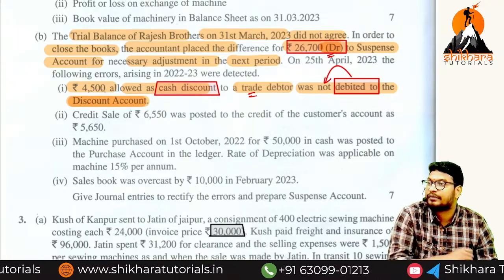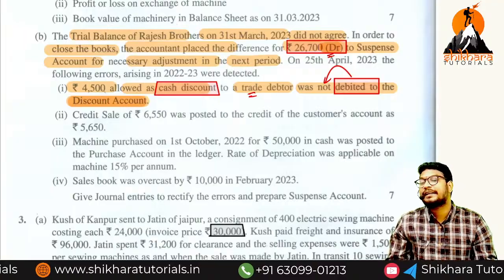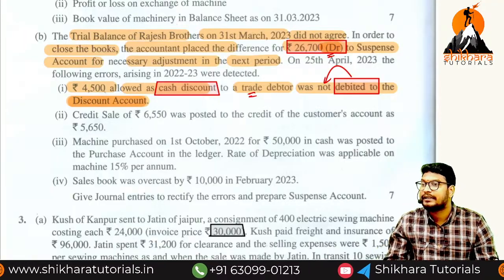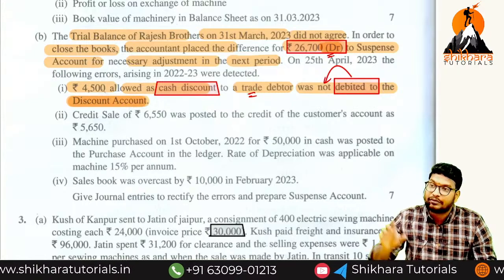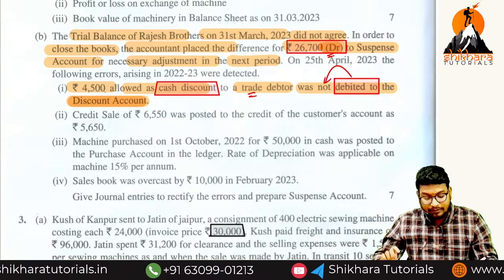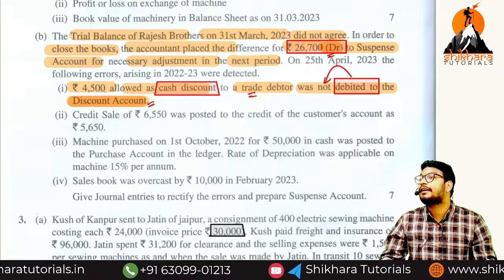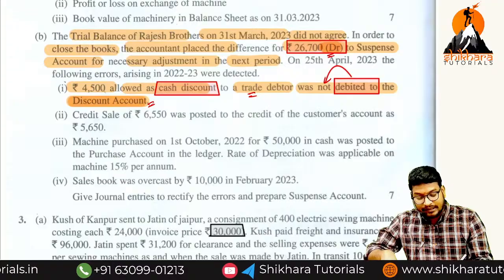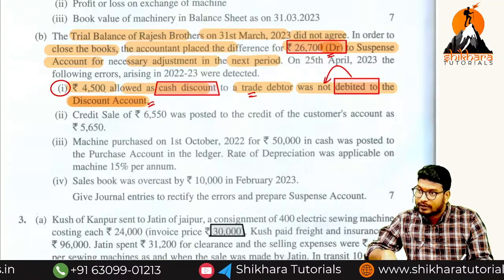Trade debtor means nothing but a debtor. Discount allowed entry: the discount allowed account is debited to the debtor account. That means we have recorded it in the debtor account, but we have not recorded it in the discount allowed account. This is a mistake happening in the ledger. What is the type of error? Error of commission.